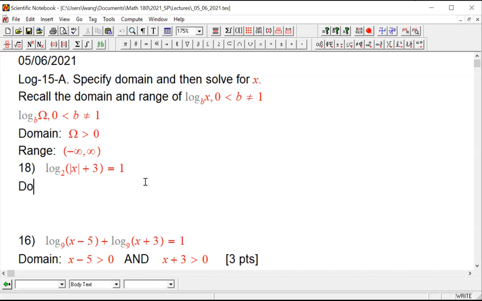first let's look at the domain. The argument of the logarithm in this situation is really the whole thing in the parentheses. We want this to be larger than 0. So what do we get for x?